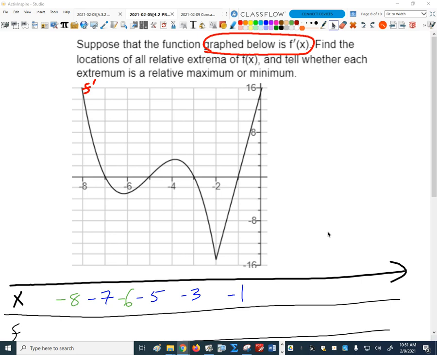Okay, so once again, we're looking at linking the graphs of the derivative function and the function. And we're looking at this now through the lens of the first derivative test, right? So let's see if we can come up here with this graph of the derivative, and that's what we've got graphed here is f prime, not f of x.